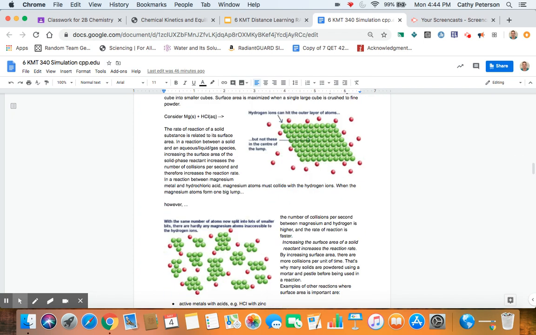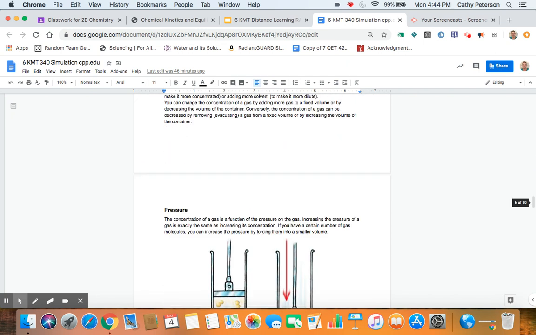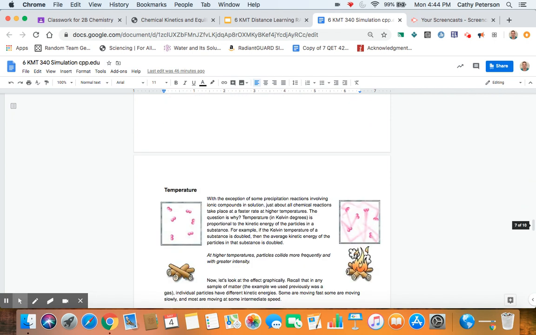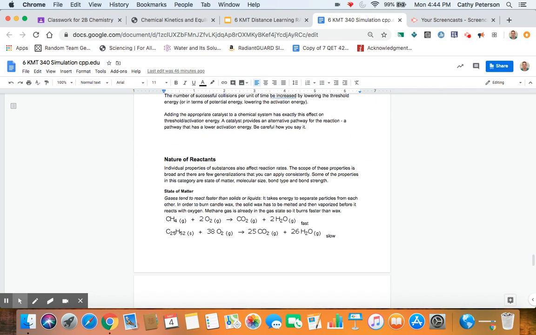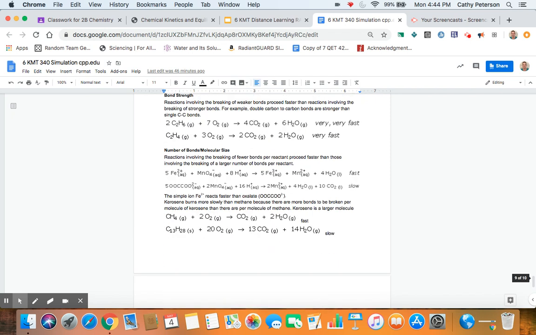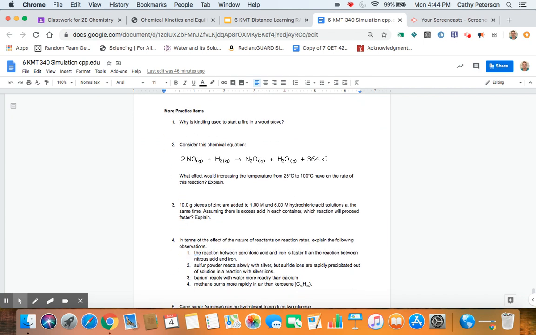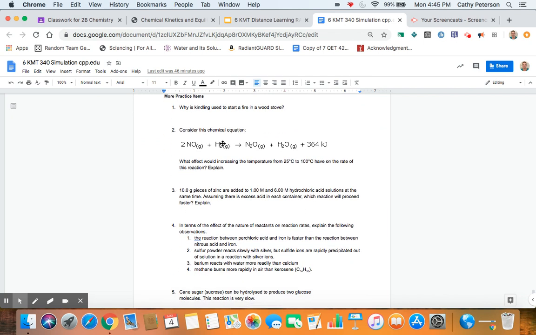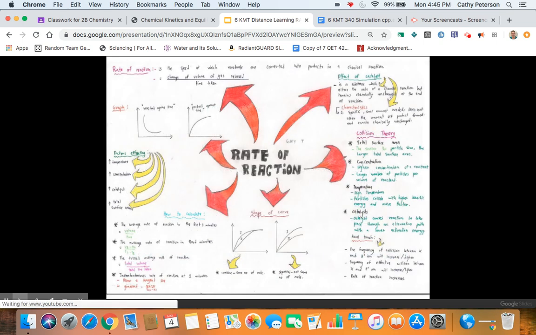And then there's some notes about surface area, concentration, pressure, temperature, a catalyst, and of course some other factors that might influence the rate of reaction. And then finally, we have some practice problems here, 1 through 5. We're not doing these today, but you can certainly review those in advance.